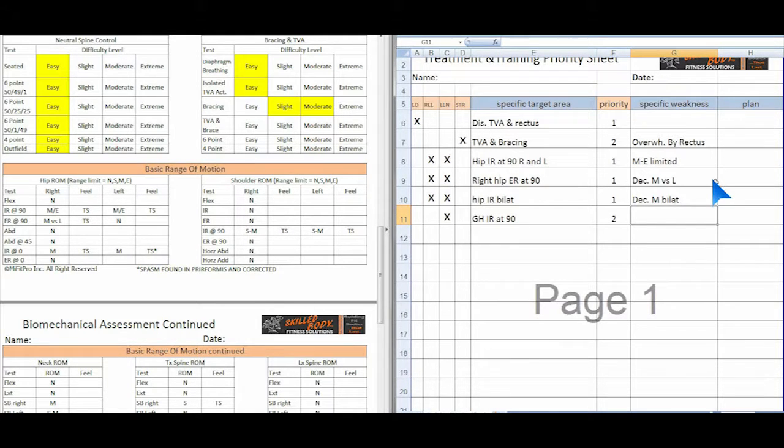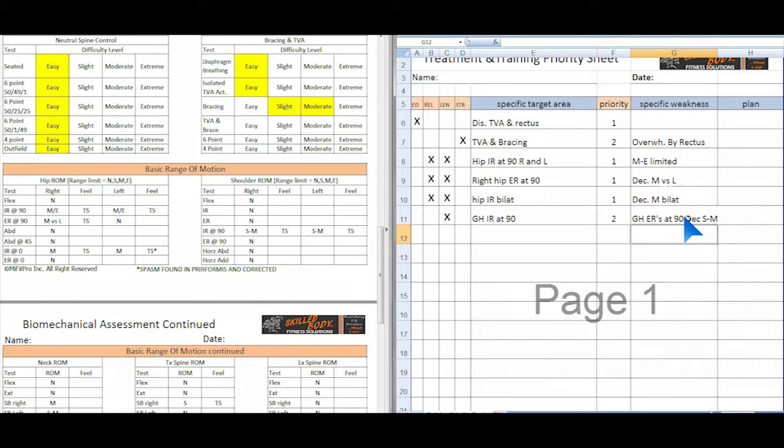Yes, this specific weakness I could write is decreased internal rotation at 90 degrees, but the actual limitation, the thing that's holding him back, is the external rotators are too tight. That's what's holding him back, right? So I'm going to put shoulder external rotators at 90, decreased slight to moderate. Okay, hope that makes sense to you. But that's how I typically write it out.